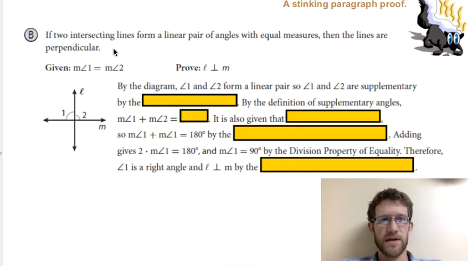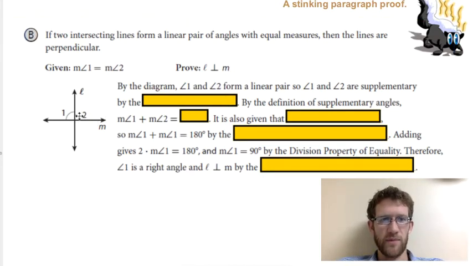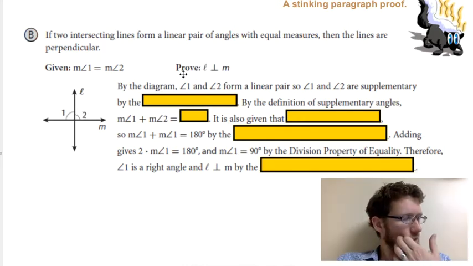It says if two intersecting lines form a linear pair of angles with equal measures, so here's my line here. And they form a pair of linear angles. So here's my linear angles. And the angles are equal, then it says the lines are perpendicular. So all I'm given is that the measure of angle 1 equals the measure of angle 2, and I need to prove that the two lines are perpendicular.